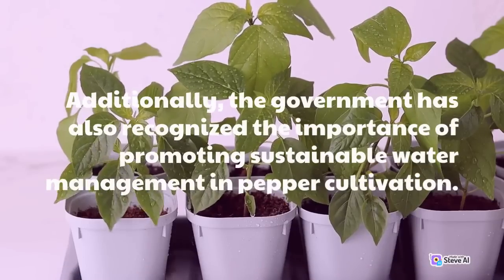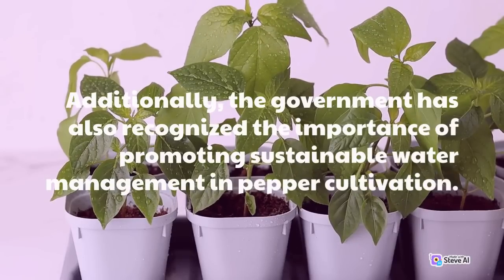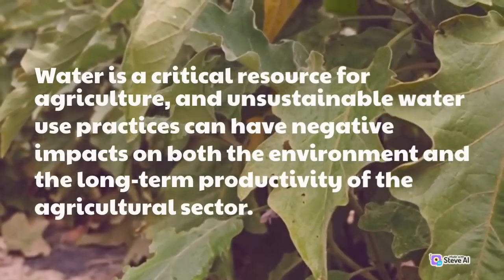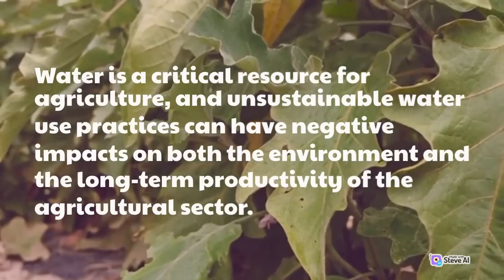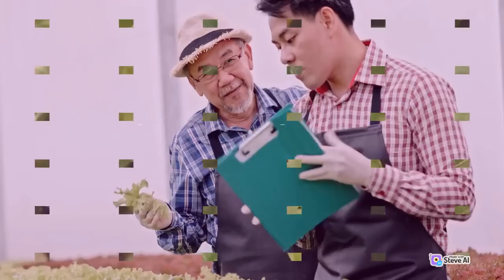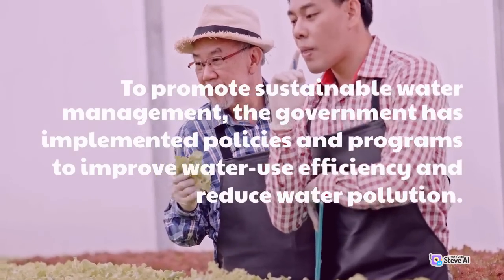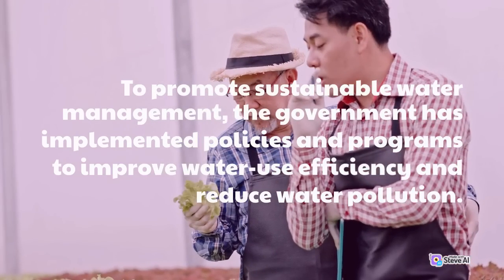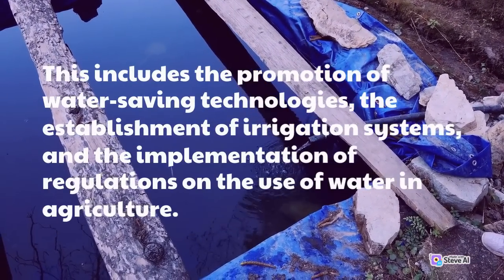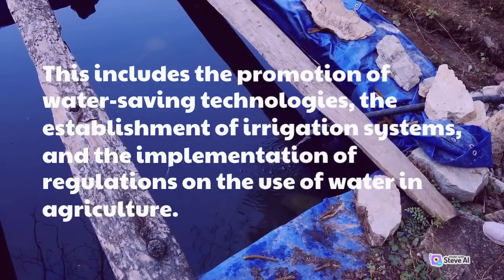Additionally, the government has also recognized the importance of promoting sustainable water management in pepper cultivation. Water is a critical resource for agriculture, and unsustainable water use practices can have negative impacts on both the environment and the long-term productivity of the agricultural sector. To promote sustainable water management, the government has implemented policies and programs to improve water use efficiency and reduce water pollution. This includes the promotion of water-saving technologies, the establishment of irrigation systems, and the implementation of regulations on the use of water in agriculture.